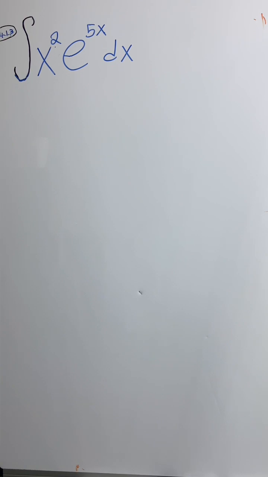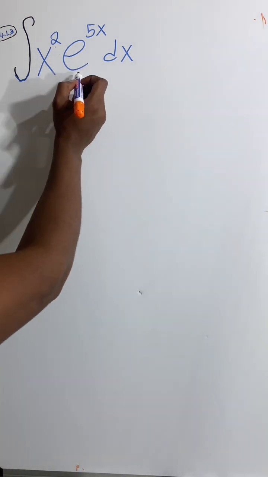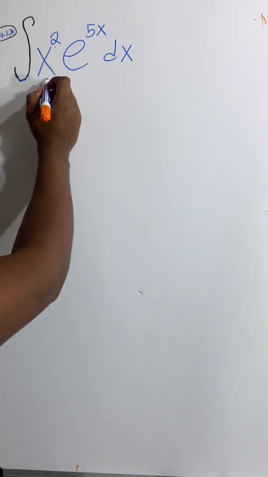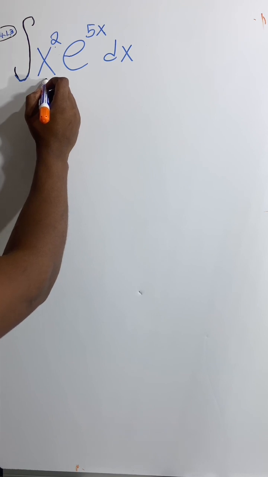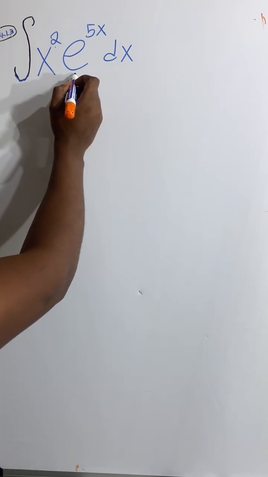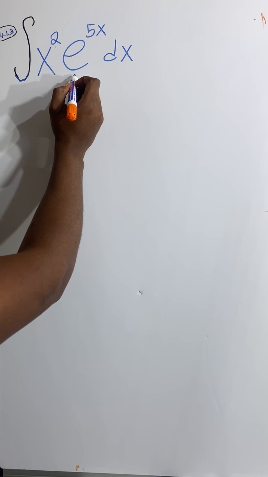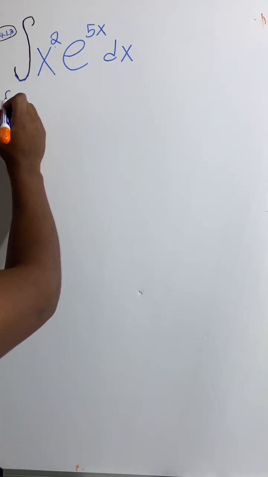We have to evaluate the integral of x squared multiplied by e to the power 5x dx. And as you can see, we have a product of two distinct functions, x squared and e to the power 5x. When we differentiate e to the power 5x, we don't get anything remotely close to x squared. And when we differentiate x squared, we don't get anything closer to e to the power 5x. So we can't use the u substitution method.